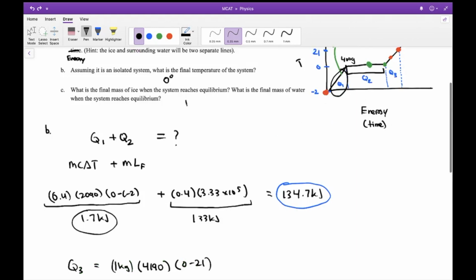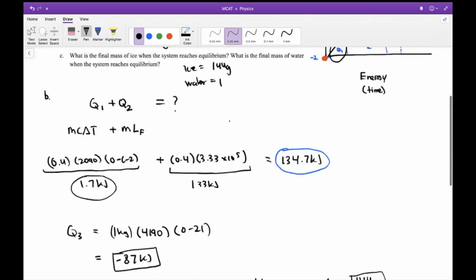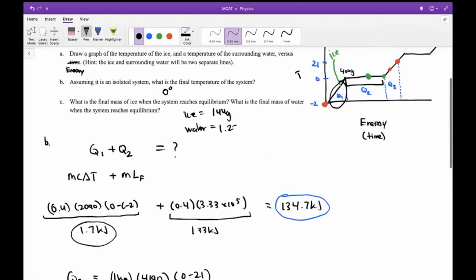So the final answer for this is ice equals 144 grams. Again, you can have plus or minus some numbers here. I don't care if you get 141 or 148. That's not that important for me. And then for the water, you get around the same, just adding the number, 1.256 kilograms of water at the final temperature, at equilibrium.